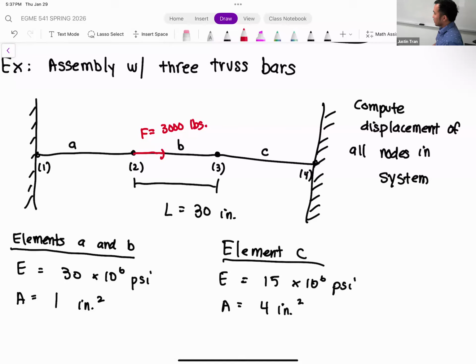All right, so that's our setup, and so we're going to go through the exact same finite element process. The only thing that's going to change now is that we have truss elements instead of springs, but you'll see it's the exact same process from there. Any questions on just the setup for this problem?